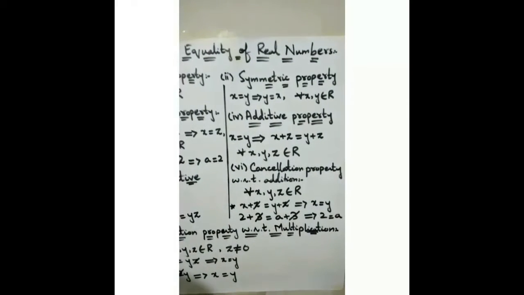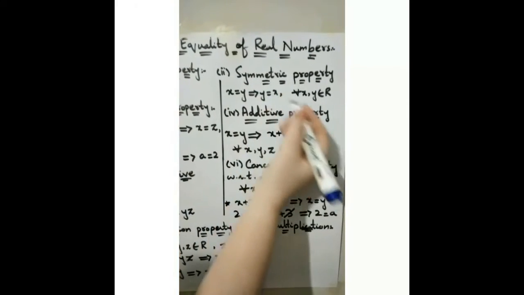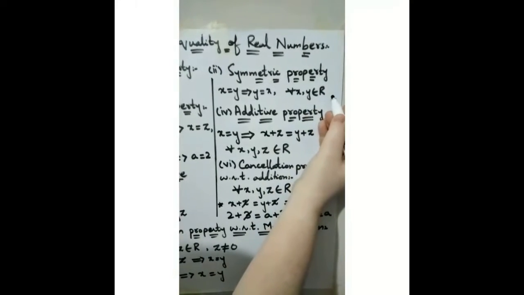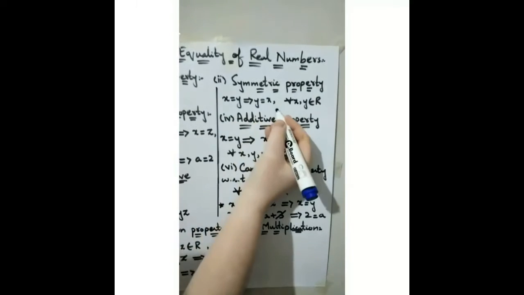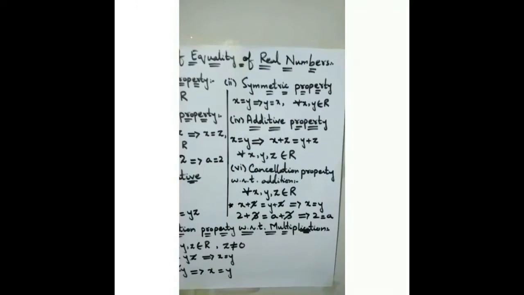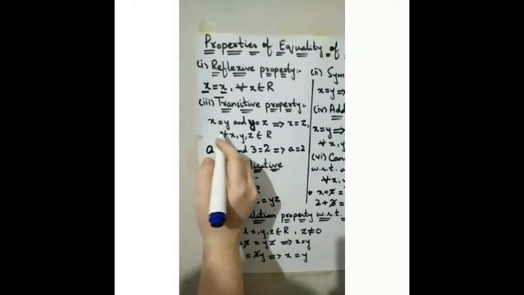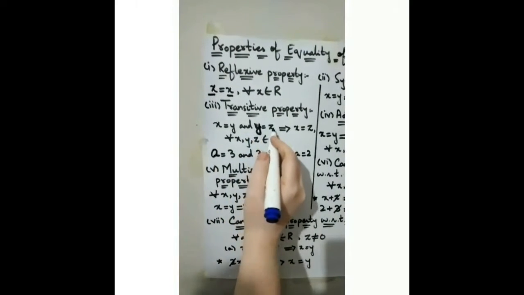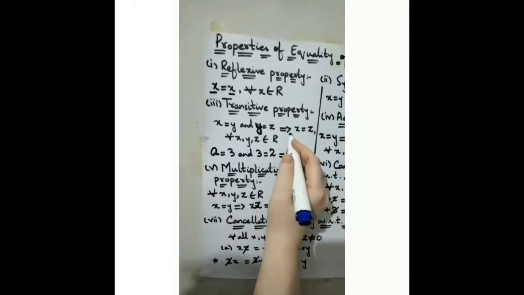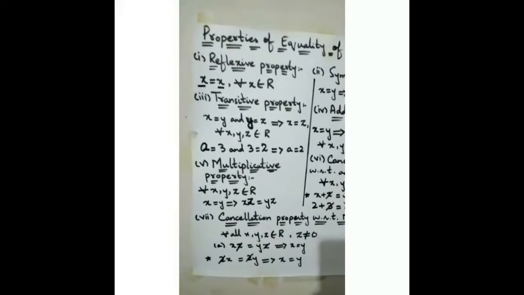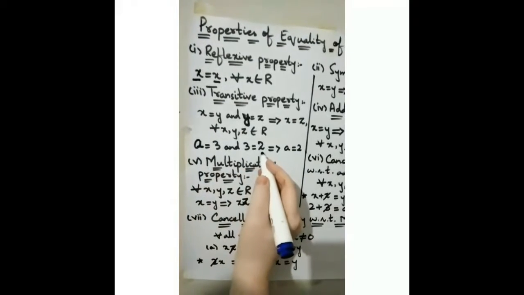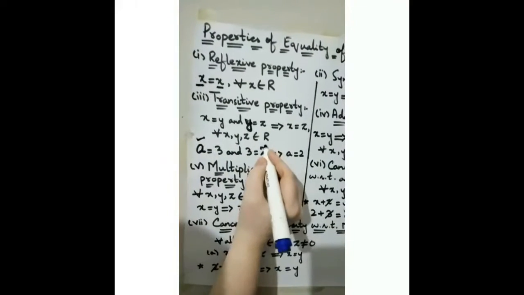Symmetric property: x is equal to y. We can say that y is equal to x for all x, y belonging to R. If a is equal to 2, it means 2 is equal to a. Transitive property: x is equal to y and y is equal to z. We can say that x is equal to z for all x, y, z belonging to real numbers. For example, if a is equal to 3 and 3 is equal to 2, it means a is equal to 2.